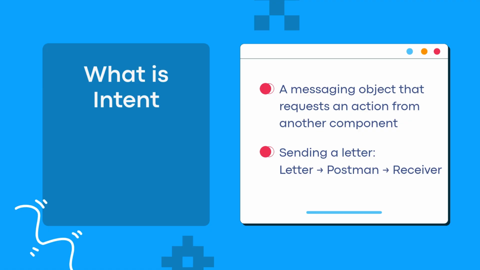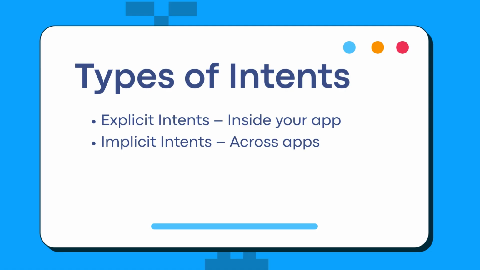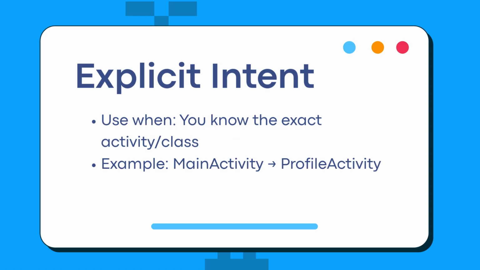This is where it gets interesting. This communication can happen in 2 primary ways, which is why there are 2 main types of intents in Android: explicit intents and implicit intents. Let's break them down one by one, starting with the one you'll use most often inside your own app. An intent is known as explicit when you know the exact component you want to start. You explicitly name the target class, like ProfileActivity class. You use explicit intents to communicate between activities inside the same app.